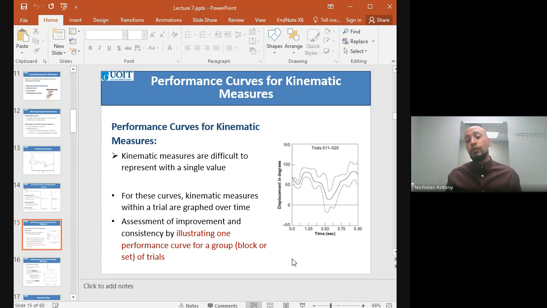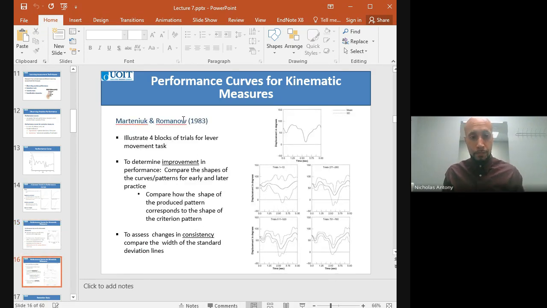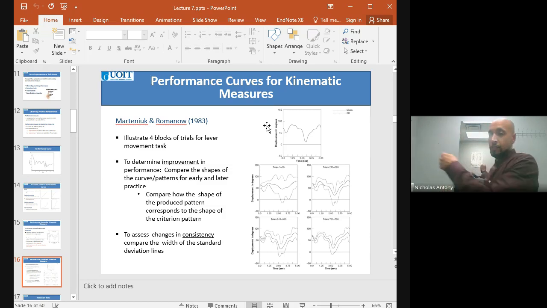So one thing that has been done in research in the textbook is they take a block of trials and then average them out. And so they would create an illustration for a block of trials. So let's look at this hypothetical study. So this was 1983. And in this study, they were looking at the displacement of the body. So they had to use a lever, and then they had to follow along this path.